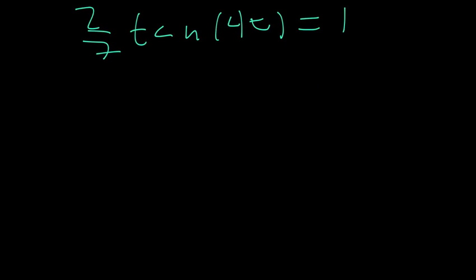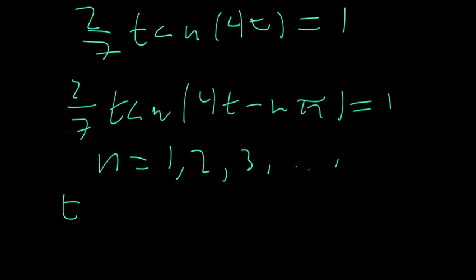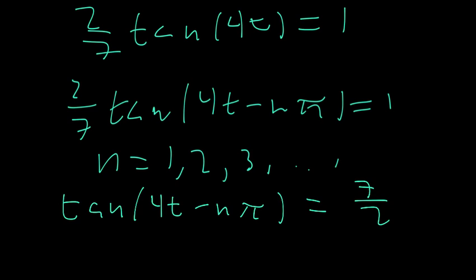But since the tangent is a periodic function, what we can also do is say that 2/7 tangent of 4t minus n pi is also equal to 1, where n is just some integer, so n equals 1, 2, 3, and so on. Now I'm going to go ahead and write this in terms of just tangent. So tangent of 4t minus n pi is equal to 7/2. So all I did was just multiply by 2/7 on both sides.